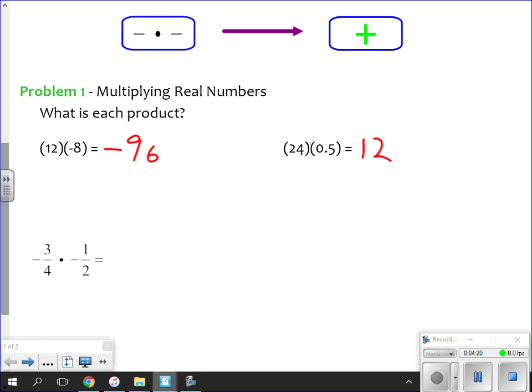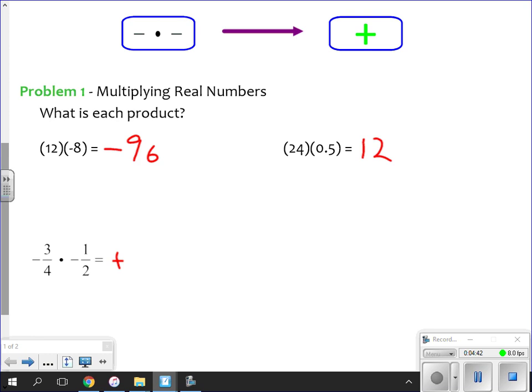Okay, and then fractions. Well, actually, multiplying fractions is the easiest thing to do with fractions. By far and away the easiest thing to do. First thing, though, I have a negative and a negative. Two negatives mean my answer is going to be positive. So I'm going to have a positive answer. We don't necessarily have to write that, but I'm just doing it to kind of emphasize the point. You don't have to do that on your work.